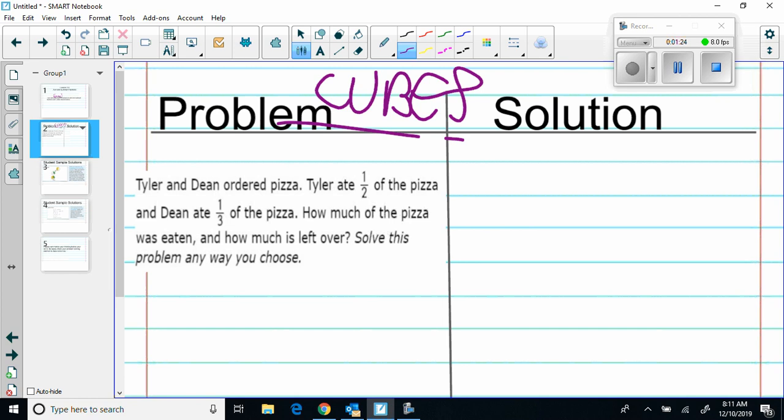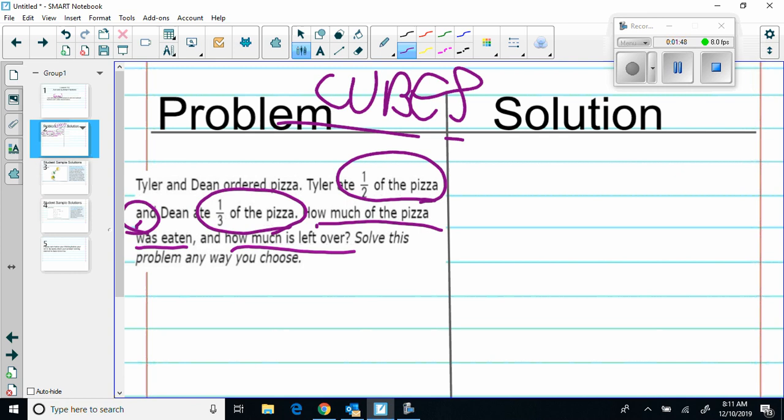It says Tyler and Dean ordered pizza. Tyler ate half of the pizza and Dean ate 1/3 of the pizza. How much of the pizza was eaten and how much was left over? So you guys, this is actually a two-part question, and you need to underline. How much of the pizza was eaten, you're going to have to answer that. And how much was left over, you're also going to need to answer that question.